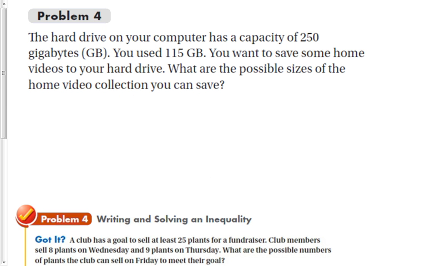All right, problem 4, we'll put this into a situation form. The hard drive on your computer has a capacity of 250 gigabytes. You used 115. You want to save some home videos to your hard drive. What are the possible sizes of your home video collection? Inequalities work well because there's all kinds of possibilities. Like if your video collection was just 1 gigabyte, that would easily fit, 2 gigabytes, 3 gigabytes. So we can use an inequality to represent this. Let's let B equal the size of your video collection.